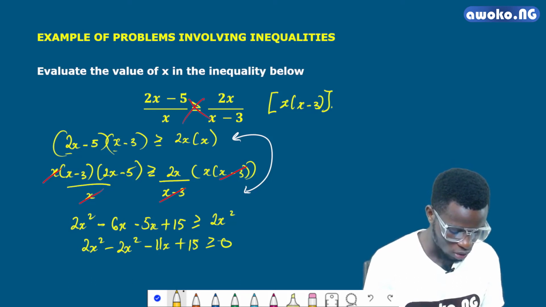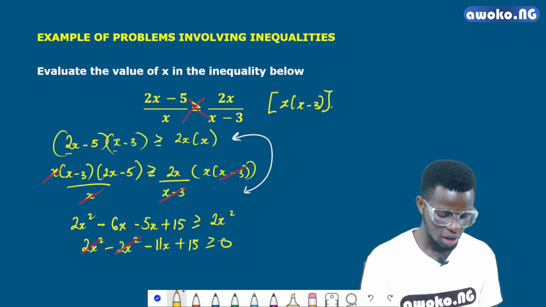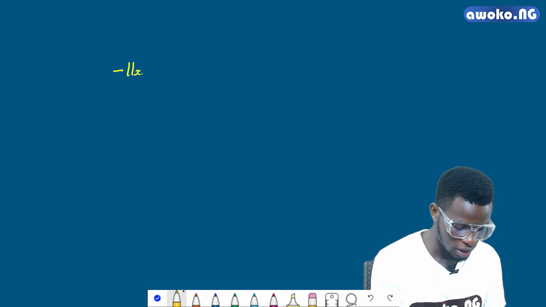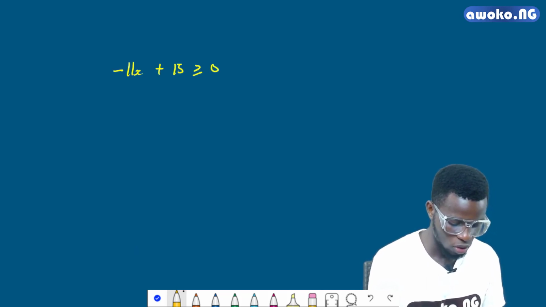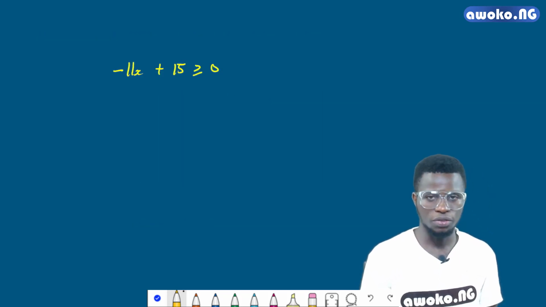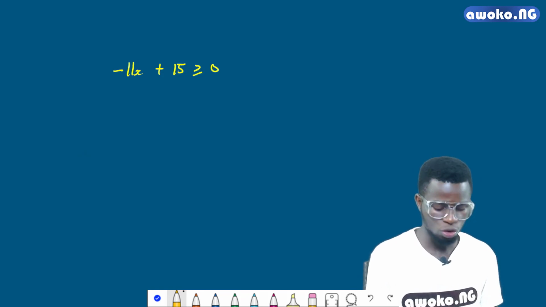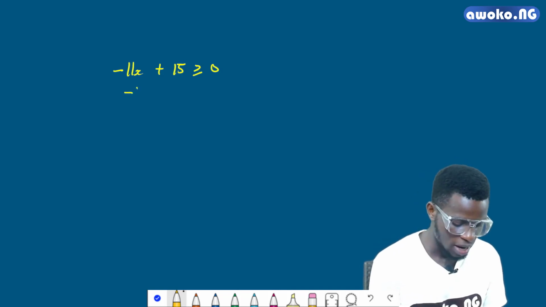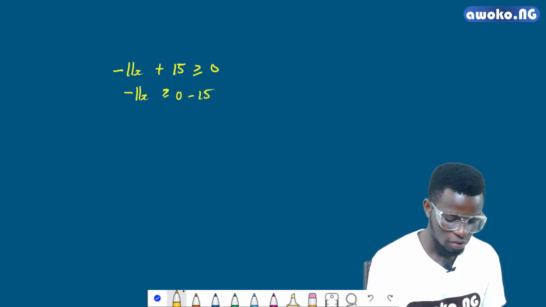So the 2x squared terms cancel out, and I am left with minus 11x plus 15 is greater than or equal to 0. I think that is all we have. The next thing is to take minus 15 to the other side of the inequality, and I have minus 11x is greater than or equal to 0 minus 15. Is that understood? So I have minus 11x greater than or equal to minus 15.